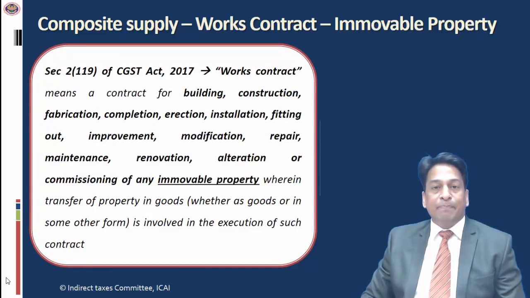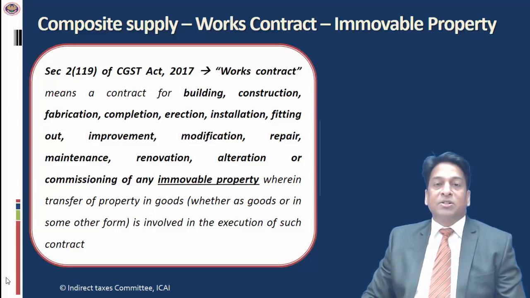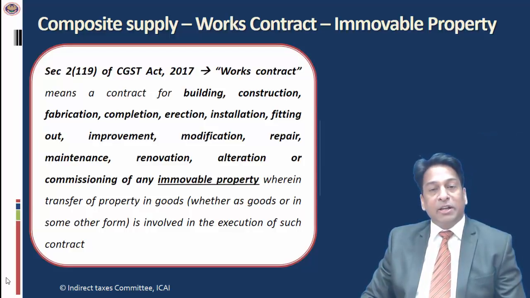But in the GST regime, it is only pertaining to immovable property as defined under Section 2, sub-section 119 of the CGST Act 2017. This definition I am drawing for your attention: works contract in the GST regime pertaining to immovable property would be a supply of service contract as stated in Schedule 2 of the CGST Act. Otherwise, if it is pertaining to movable, then we have to identify whether it is a composite or mixed supply.